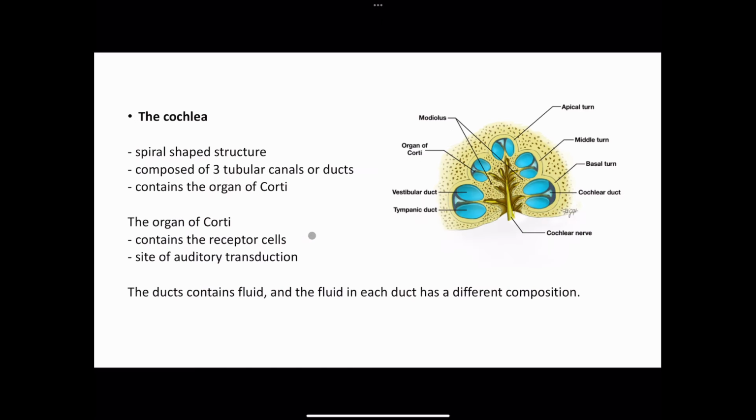So what is the cochlea? This is the cross-sectional picture of the cochlea. It is a spiral-shaped structure that is composed of three tubular canals or ducts and contains the organ of Corti. What is the organ of Corti? It contains the receptor cells and it is the site of auditory transduction. The ducts contain fluid, and the fluid in each duct has a different composition.